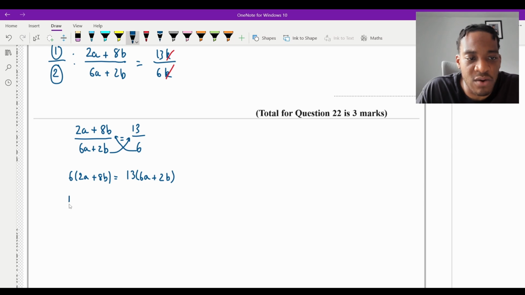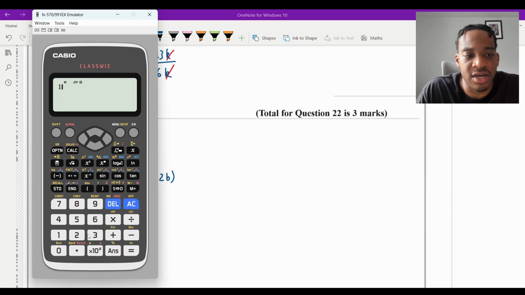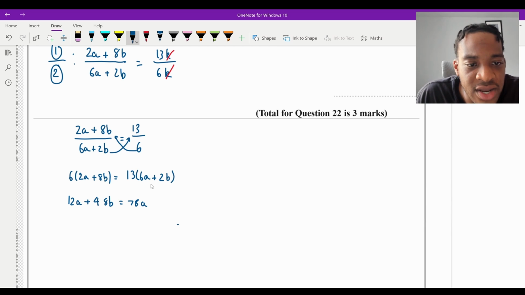So 6 times 2 is 12, it could be 12a here. 6 times 8 is 48, I believe, 48b. This is equal to 13 times 6 is 78, I believe, 78a. Let me just double check that. 13 times 6. Yeah, 78a, good stuff. And 13 times 2 is 26, so it's going to be 26b here. Okay, so now we are here.